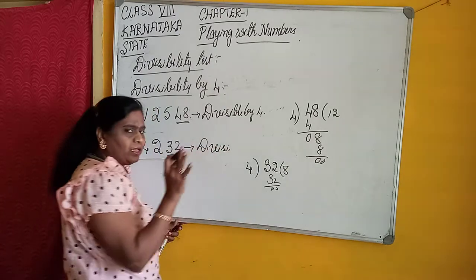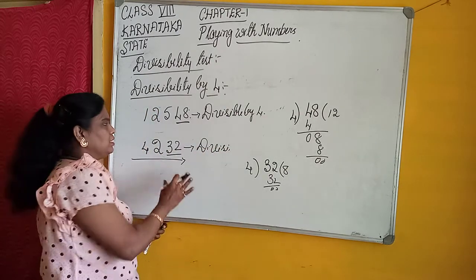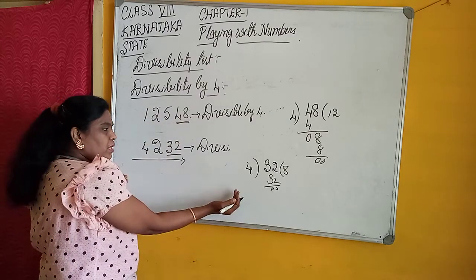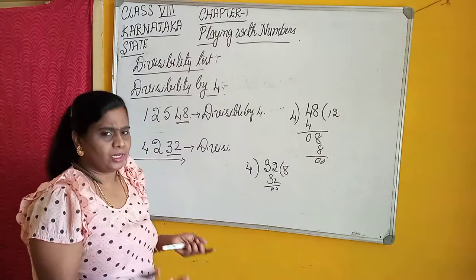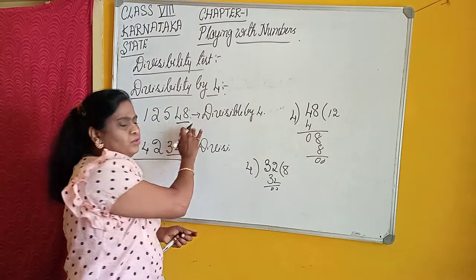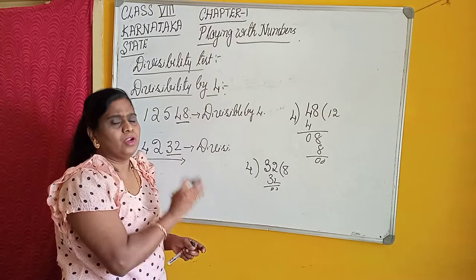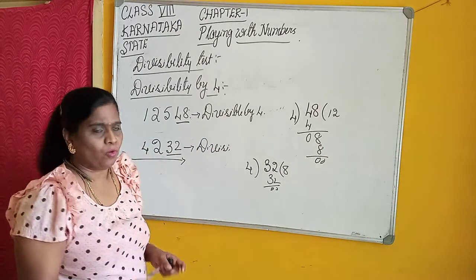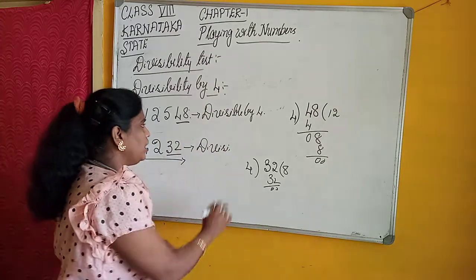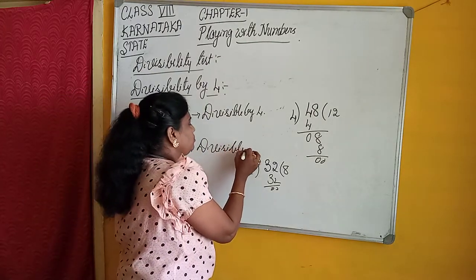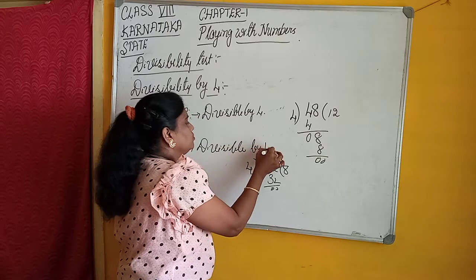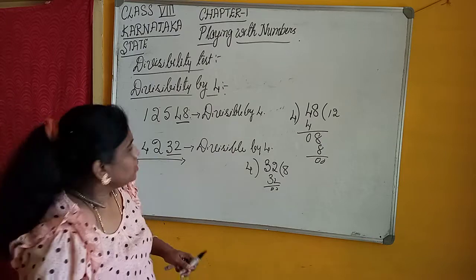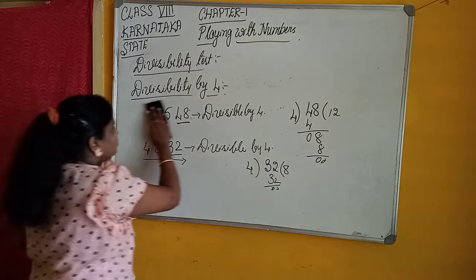Are we doing any actual division here? No. This is one taking 5 digits, another 4 digits. If there is a very big number, you can check only by looking at the last 2 digits and dividing by 4. If the last 2 digits formed are divisible by 4, then the whole number is divisible by 4. Understood? Let us move on to the next divisibility test.